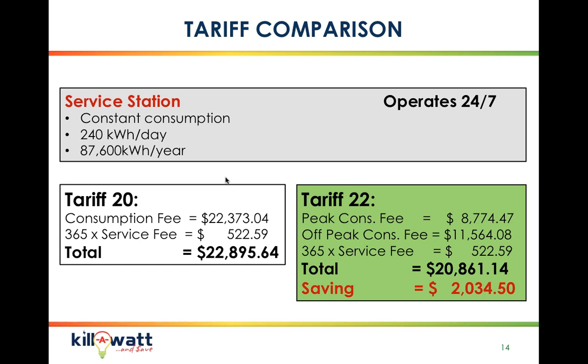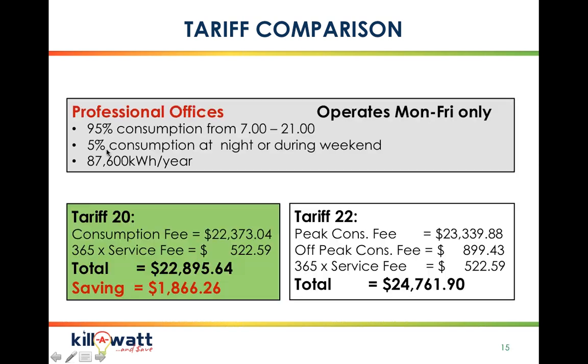Okay, in this example, we can see a service station. Now, a service station obviously has a lot of refrigeration and lighting that operates outside of those hours. So using the same kilowatt comparison, the number of kilowatts per year that it uses, it's better off for that service station to be on a time of use tariff, Tariff 22. They would save $2,034 just by being on that time of use tariff.